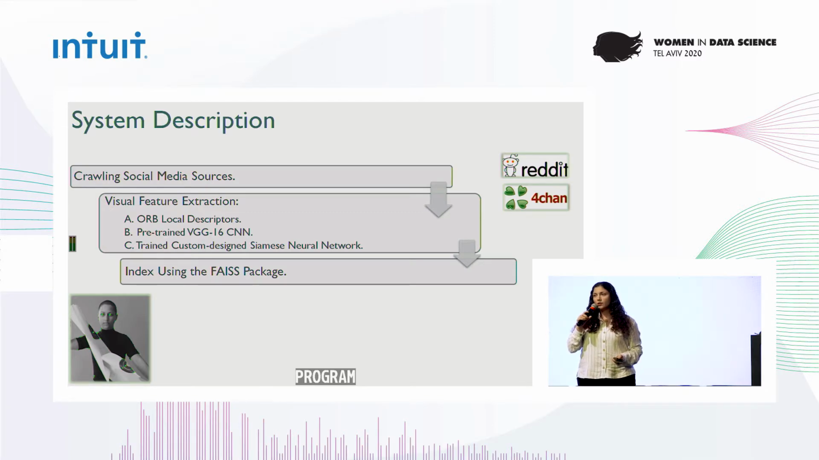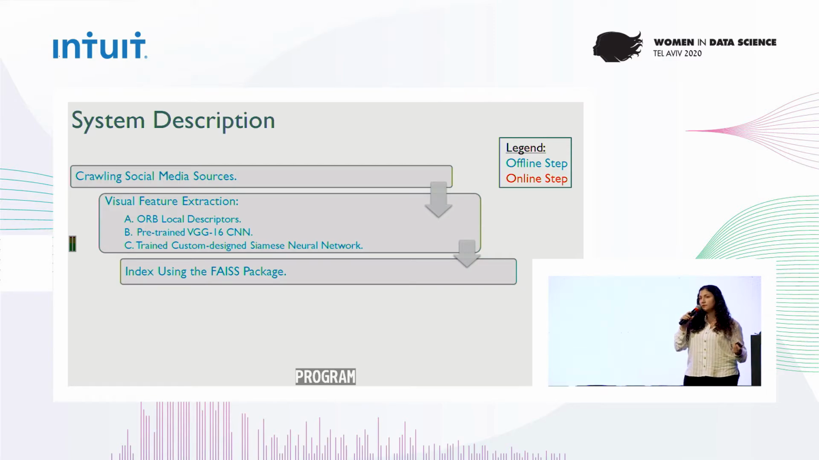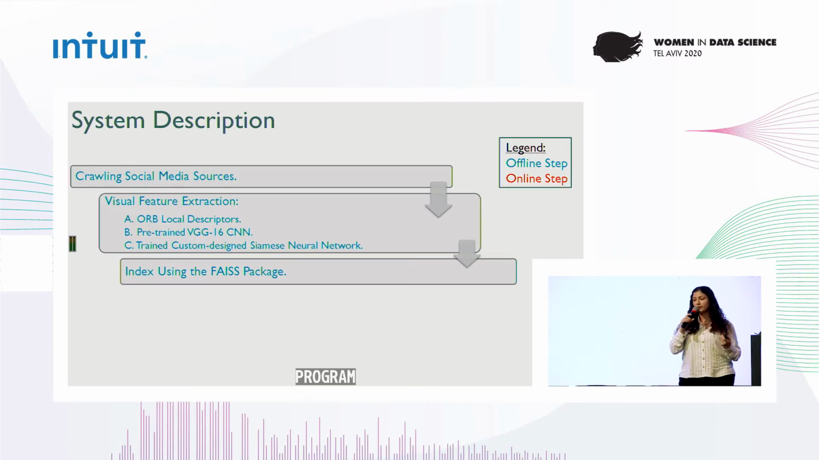All of this was the offline step. The online step starts when the user is searching for a query image. The online step must be fast because we're talking about a real-time system that the journalist can use daily. Therefore, when the journalist is searching for a query image, we start the online step.